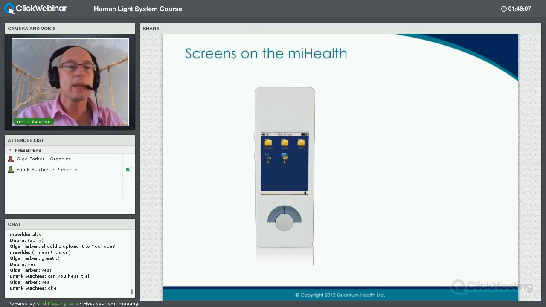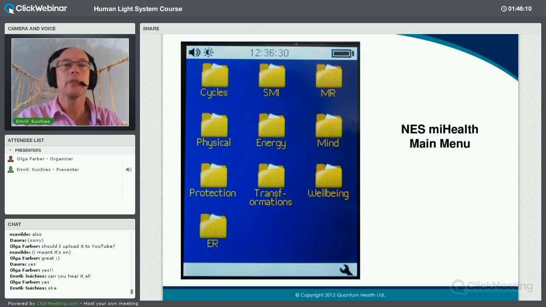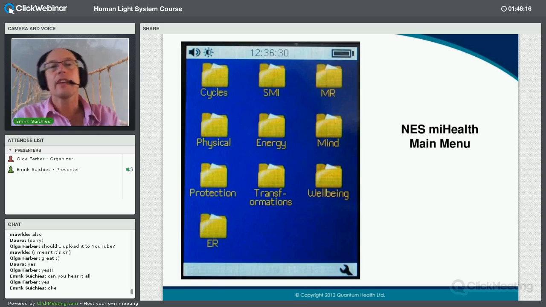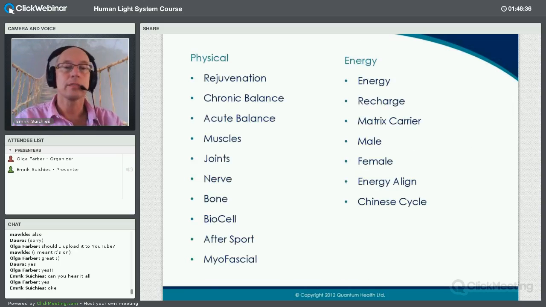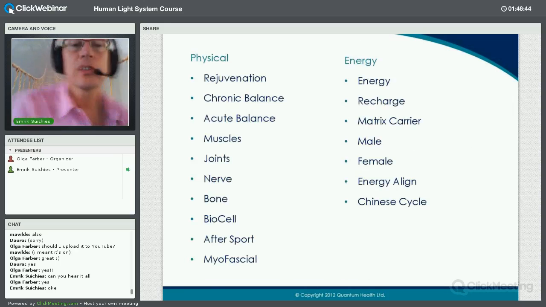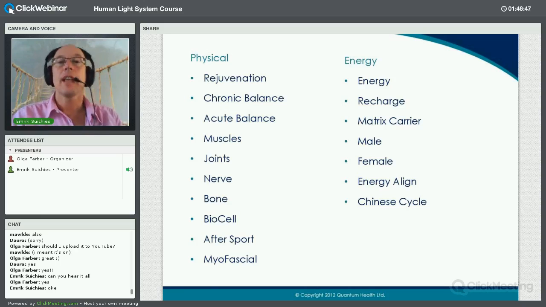The screens on the Mihealth, I already told you about, look like this. So you have cycles, you have physical, you have energy, mind, protection, transformations, which contain the different chakras, well-being, and then you have the ERs. The MR and SMI are not on the Mihealth anymore. They were on the Mihealth, but they are all in the ER screens. And I already told you about all the physical functions and energy functions on the Mihealth.